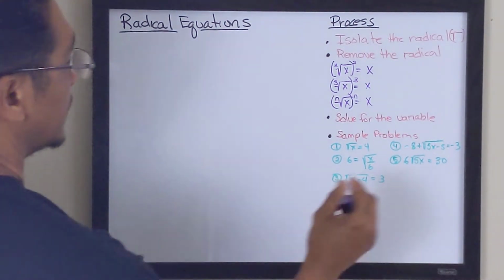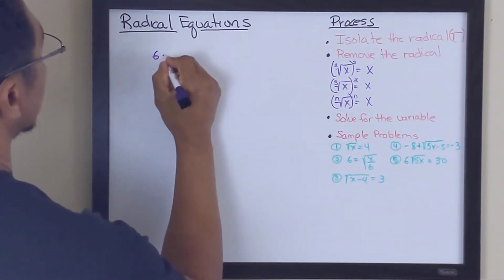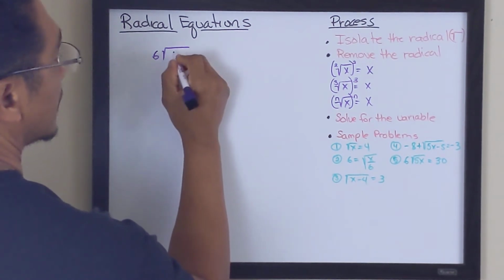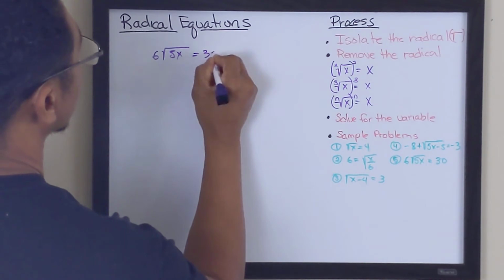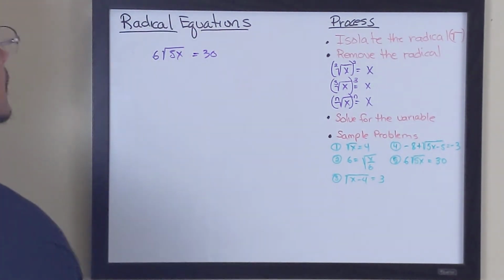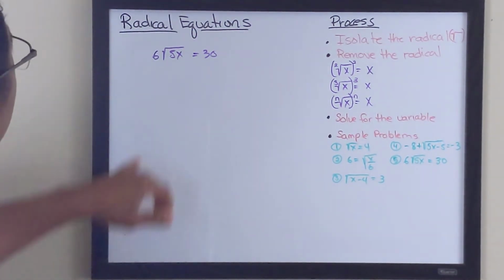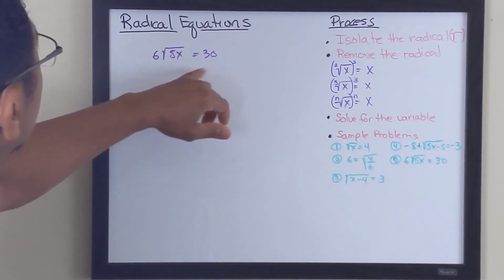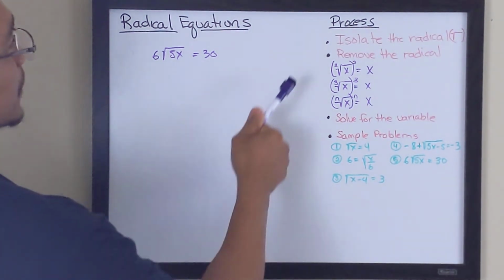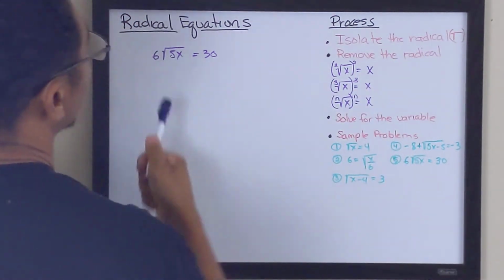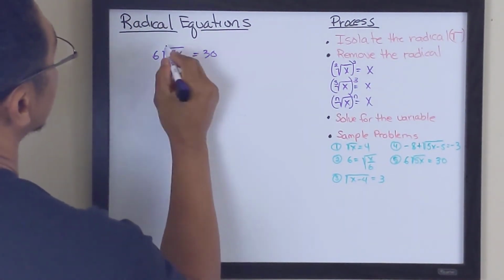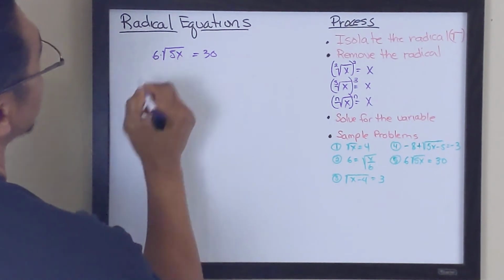In our last example, we've got 6 times the square root of 5x equals 30. Now, once again, to look at this problem, this is basically a multiplication on the left-hand side equals 30. So the process is still the same. We want to isolate the radical if it's not by itself. And in this case, this radical is not by itself. It's being multiplied by 6.